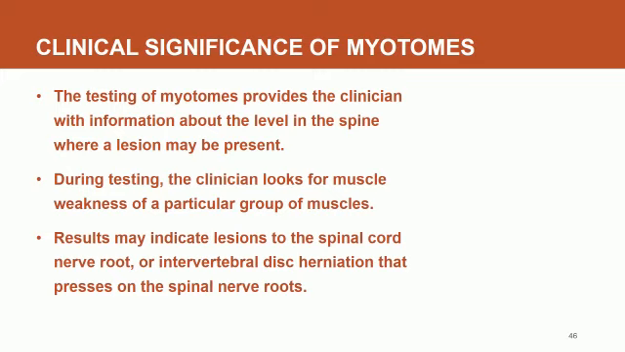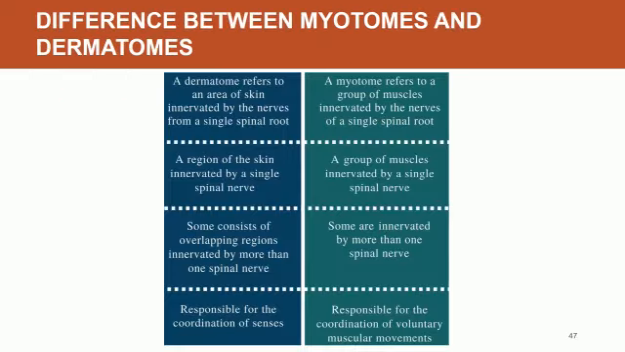Suppose we ask the patient to perform all those movements associated with each myotome to check if the myotome supplying those muscles is working properly or not. And if the patient is unable to do those movements, it means that a lesion is present, or maybe the muscle can be weak, or the single nerve that's supplying those muscles is not working properly. Results may indicate lesions to the spinal cord nerve root or intervertebral disc herniation that presses on the spinal nerve roots.